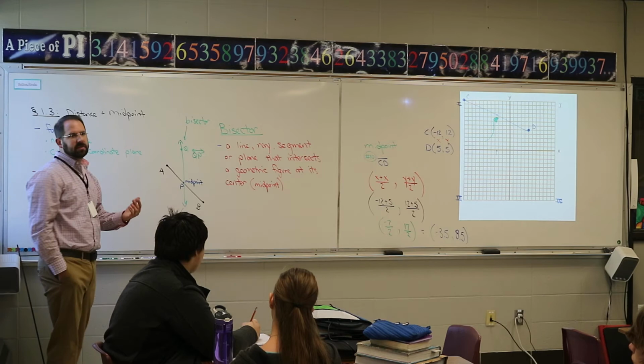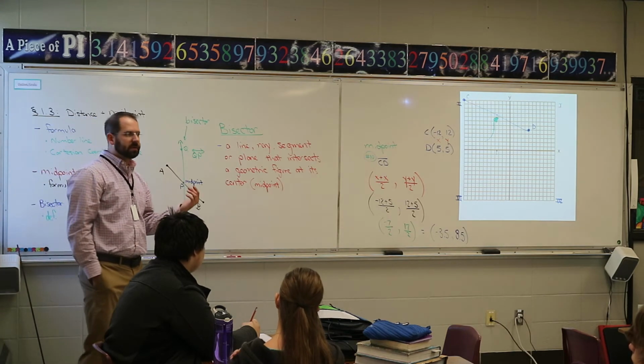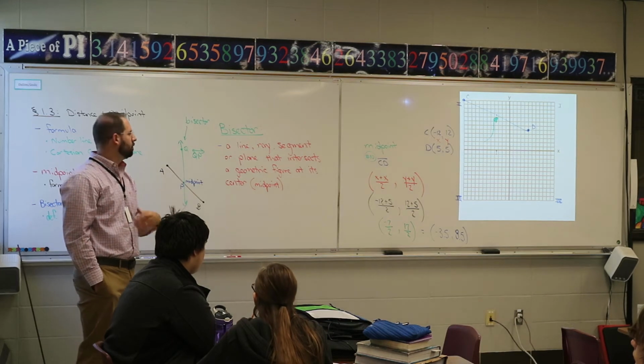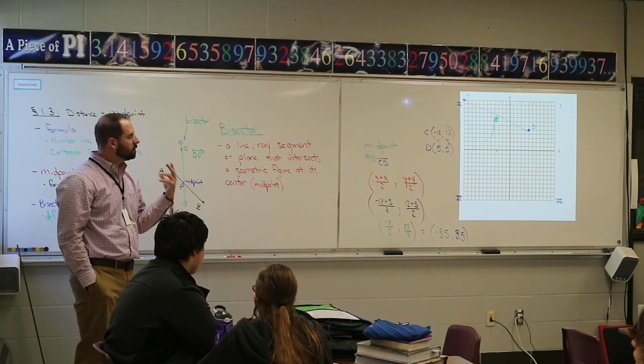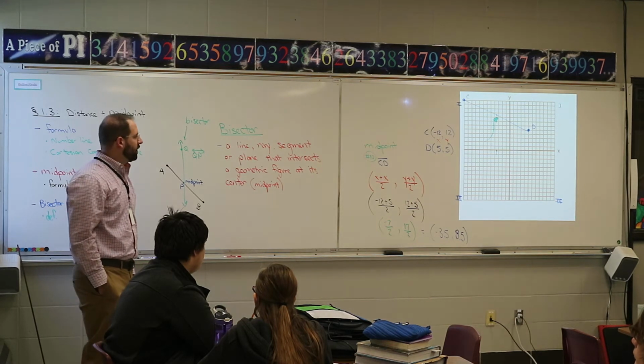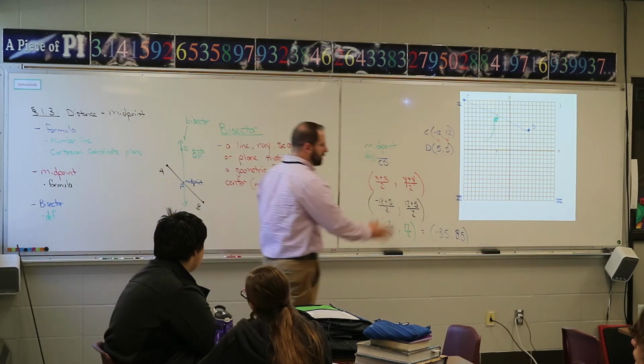So there's different types of bisectors. There's segment bisectors, like this one, that cut through a segment. There's angle bisectors. There's other types. So you gotta know. Questions? Perfect. Hopefully you have all that stuff written down.